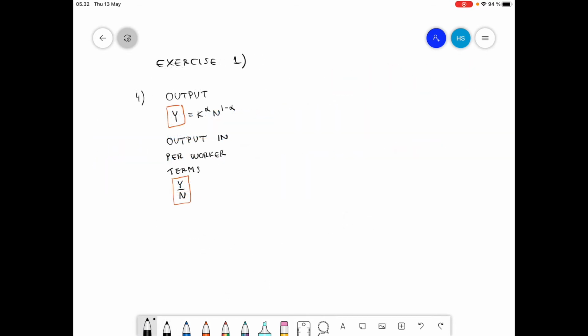So in this exercise, we have to transform the output production function into the output per worker production function. And how do we find output per worker? Well, we take total output, that is Y, and we divide by the number of workers. So we have the production in the numerator, and we have the number of workers in the denominator. So what was in the numerator? That was the production function. That is K to the power of alpha times N to the power of 1 minus alpha over N.